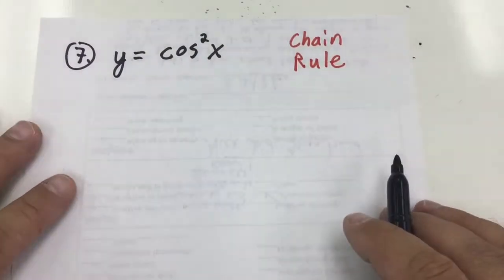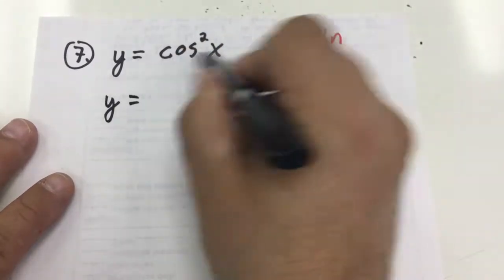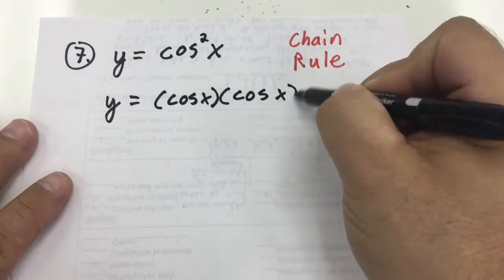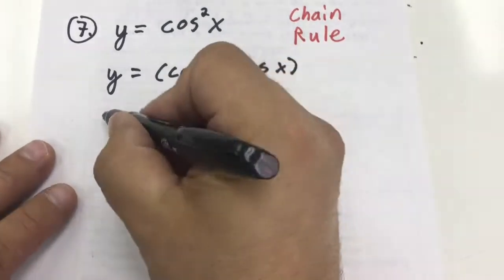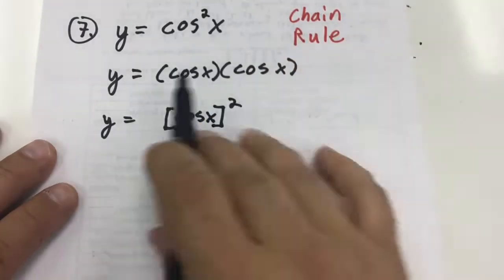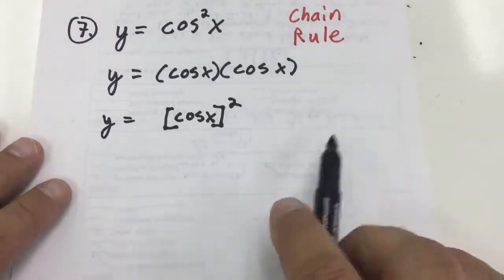Find this trig derivative by using something called the chain rule. For number 6, I used the product rule, and I rewrote the trig function as cosine x times cosine x. That's how I did this process in number 6. But now I want to rewrite it like this, as y equals the quantity cosine x squared. That means cosine x times cosine x. Now I'm going to use something called the chain rule. And the chain rule is sort of the product rule, but with a little extra touch.